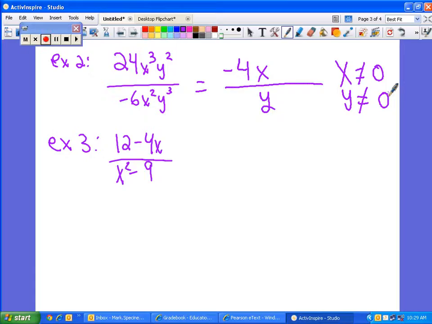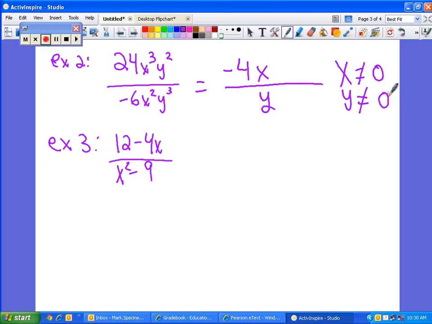You got to ask yourself, what's the value or values for each of the variables that's going to make the denominator equal to 0? Well, if I have a string of numbers that I'm multiplying to get 0, what does one of those numbers have to be? One of them has to be 0. So if I let y be some value, then x has to be 0. If I let x be some value, then y has to be 0. That's where we get the restrictions from.